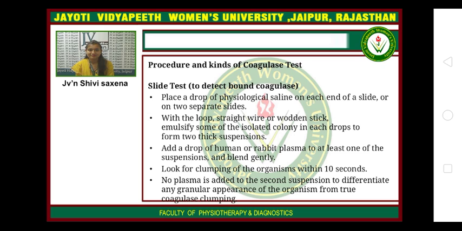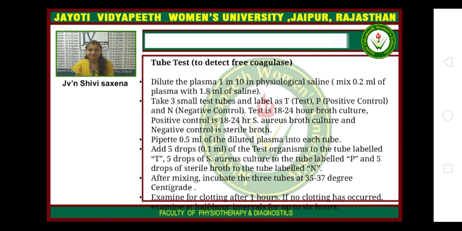Look for clumping of the organism within 10 seconds. No plasma is added to the second suspension, to differentiate any granular appearance of the organism from true coagulase clumping. And the tube test to detect free coagulase.